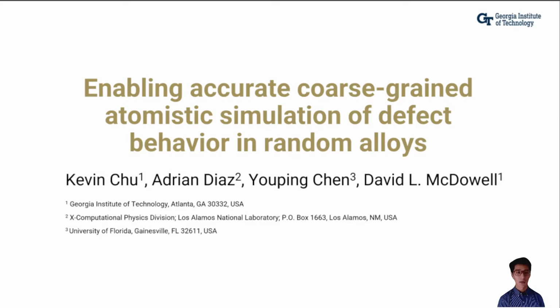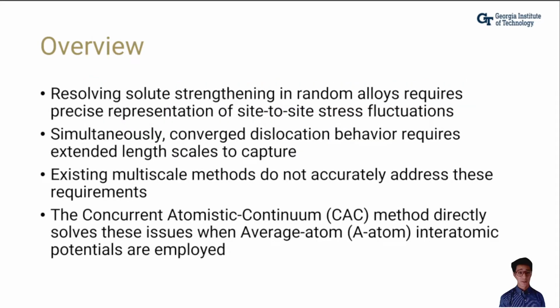The topic of my talk is enabling accurate coarse-grained atomistic simulations of defect behavior in random alloys. With the development of multi-principal component medium and high entropy alloys comes a rejuvenated interest in solute strengthening. The critical solute dislocation interactions and rough potential energy landscape that give such alloys their strength are essential to capture in atomic scale simulations. Simultaneously, modeling dislocation behavior in recent MD studies has revealed the necessity to use extended dislocation line lengths to achieve convergence, making full MD simulations costly and time-consuming.